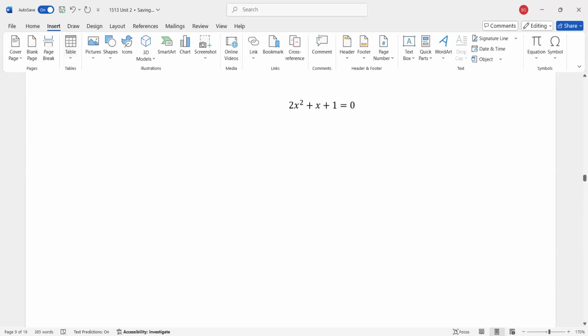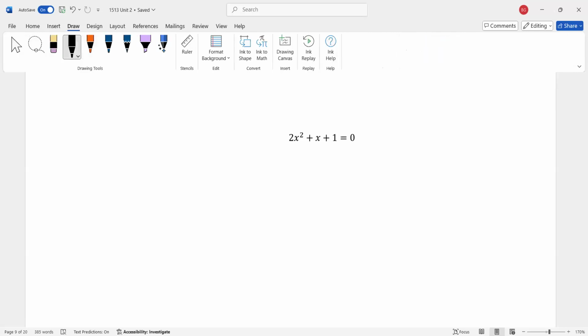Use the same method, quadratic formula method. 2x squared plus x plus 1 equals 0. Standard form right there, then you can compare, which helps you identify ABC. A is 2, B is 1, C is 1.